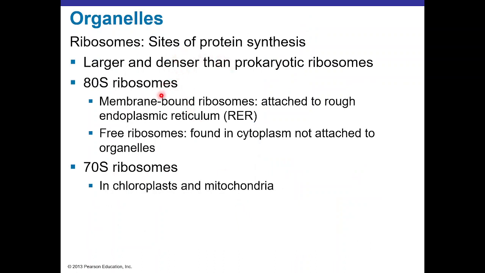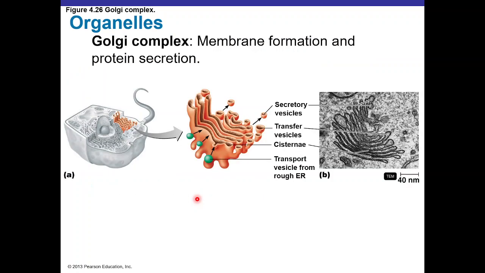Ribosomes are the sites of protein synthesis, and in eukaryotes they are larger and denser than prokaryotic ribosomes. They are 80S, with a 60S and a 40S subunit, and they can either be attached to the rough endoplasmic reticulum or be free in the cytoplasm. If they're free, floating in the cytoplasm, they will make proteins that will stay within the cells. But if they're membrane bound, like in the rough endoplasmic reticulum, the ribosomes will make proteins that go to the plasma membrane or that are exported. And in some organelles, like the chloroplast and the mitochondria, you can have 70S ribosomes, similar to the 70S that you have in prokaryotic cells.